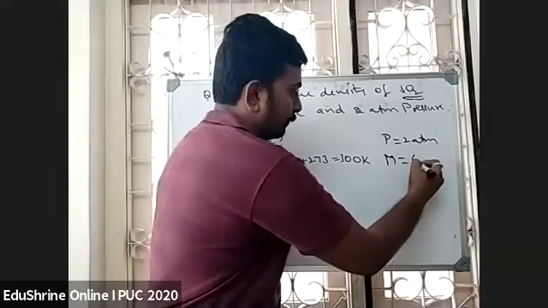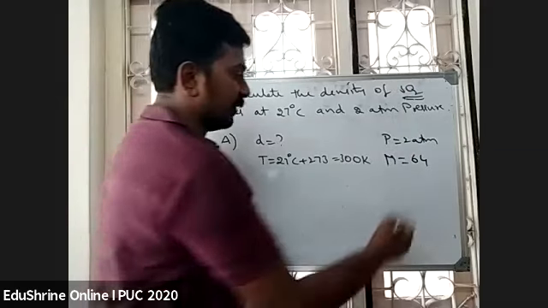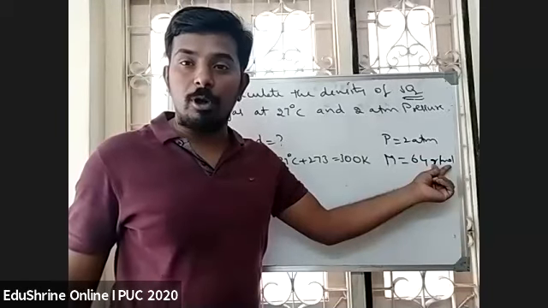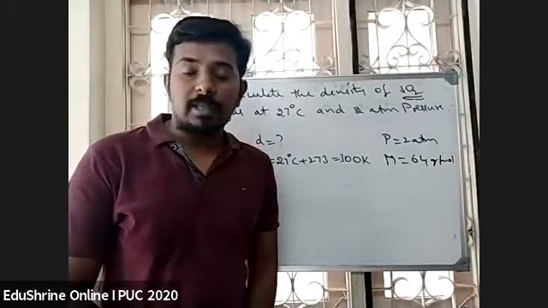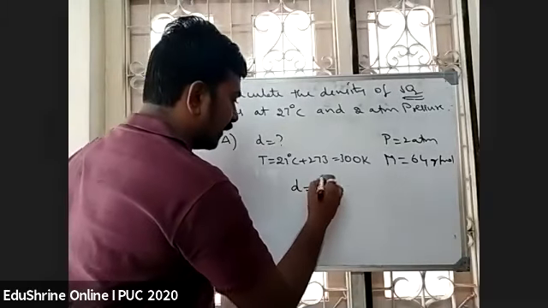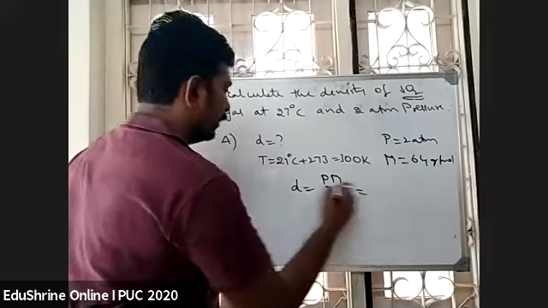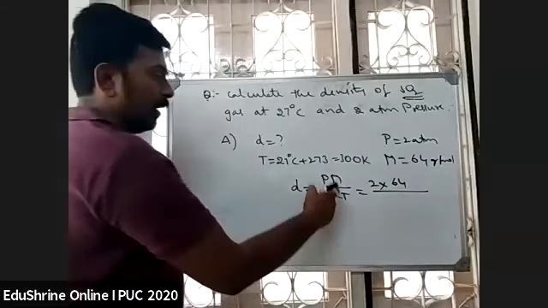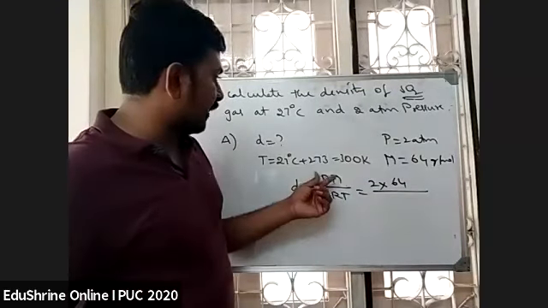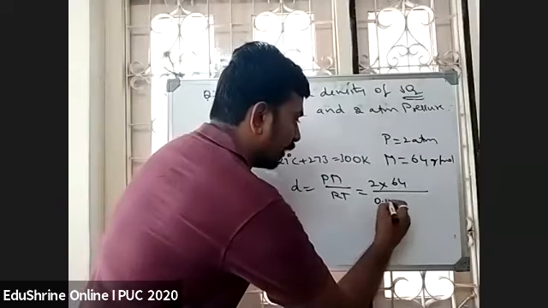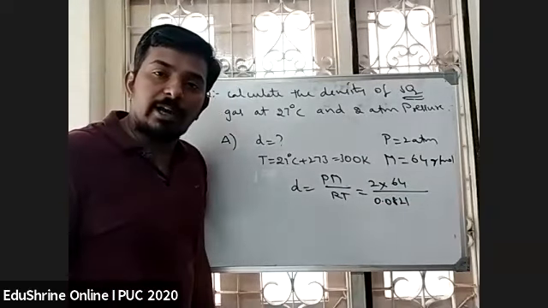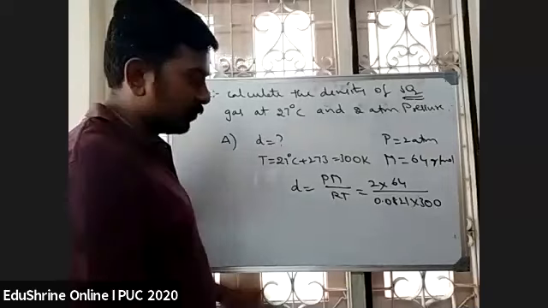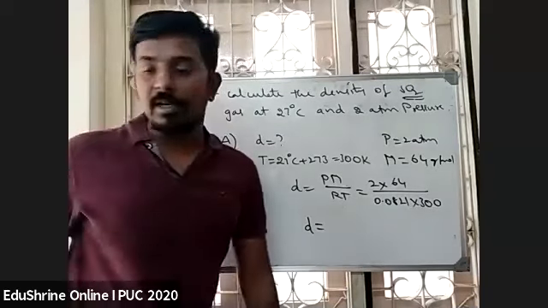Yes, 64. Sulfur 32 plus this is 32, 64. 64 gram per mole. Always the unit of molar mass is gram per mole. That is the molar mass of sulfur dioxide gas. So by using the formula D is equal to PM by RT. So pressure is 2 atm, molar mass is 64, by the R value. As the pressure is given in atm, the value of R must be 0.0821, into temperature 300. So simplify this. What answer will you get?